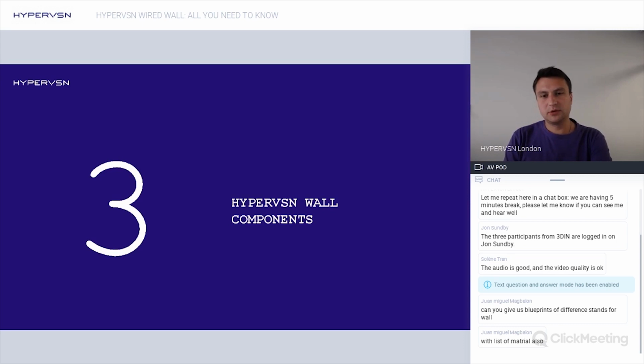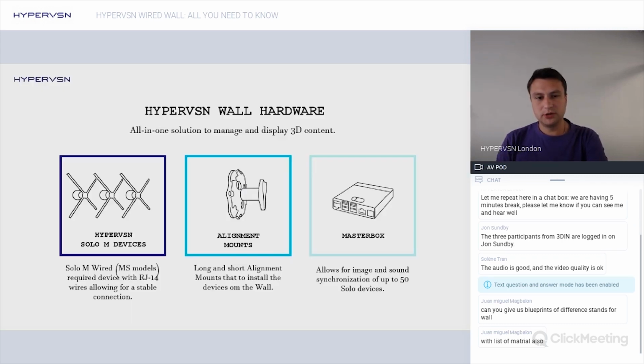HYPERVSN wall components. When speaking about HYPERVSN wired wall, we may divide the components into three parts. So the first part would be the components which are supplied from HYPERVSN company. These components you can see on the slide. These are hardware components, and they consist of HYPERVSN devices. Please remember that for the wired wall, you can use only HYPERVSN devices of MS model.